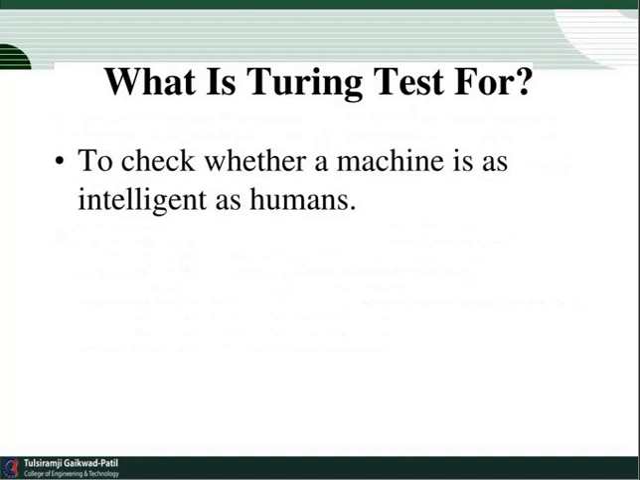So what is this Turing test for? Basically, it is to check whether a machine is as intelligent as humans or not. It means the main purpose of the Turing test is just to recognize whether the machine possesses the same intelligence as humans, or it has less intelligence, or any flaws which exist in the computer machine when we compare its intelligence with human beings.